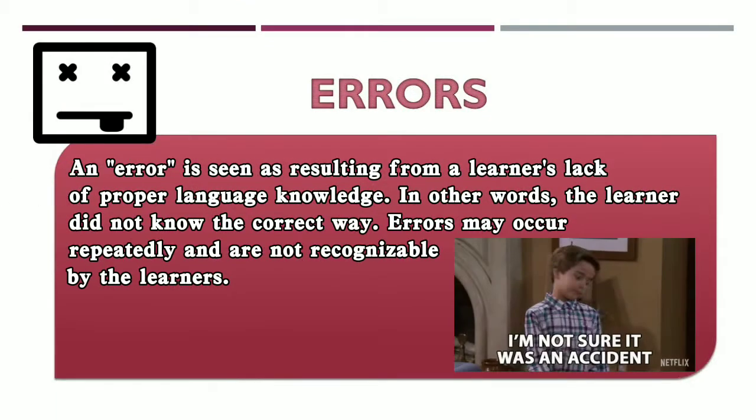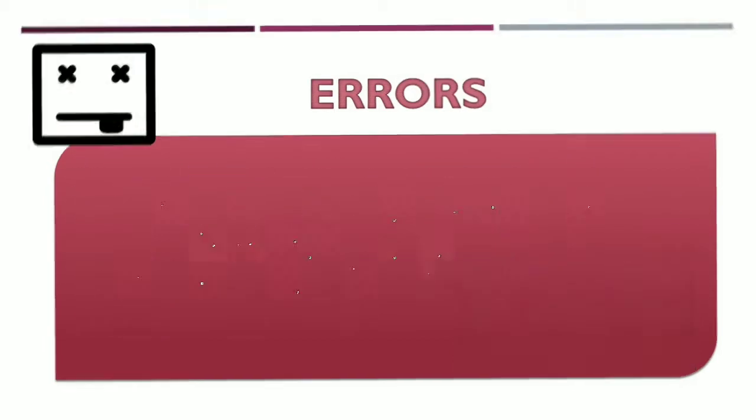Next. Now is errors. An error is seen as resulting from a learner's lack of proper language knowledge. In other words, the learner did not know the correct way. Errors may occur repeatedly and are not recognizable by the learner.